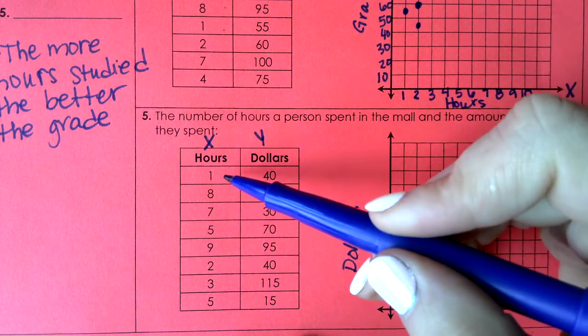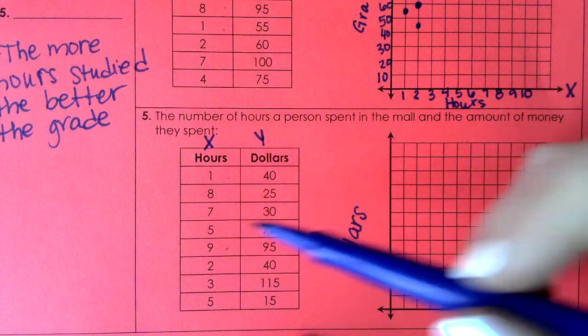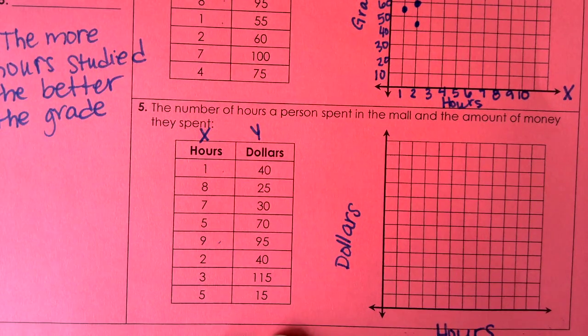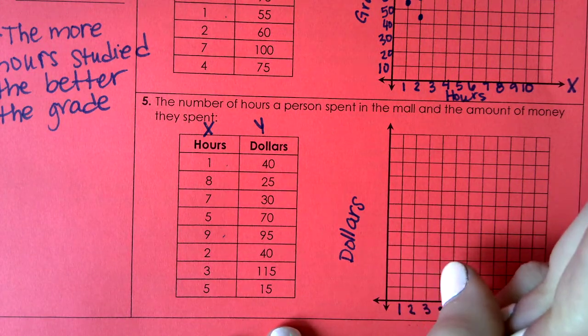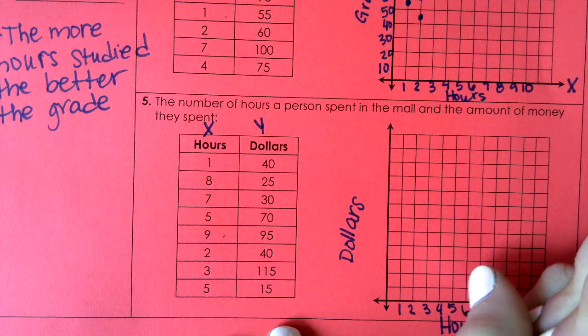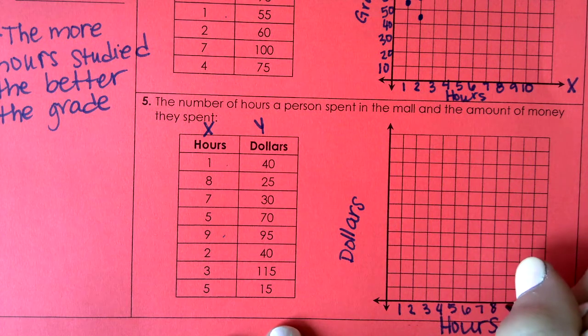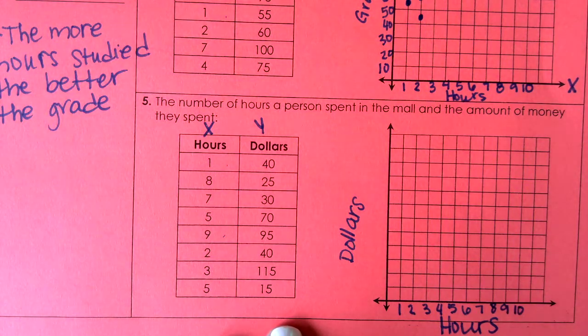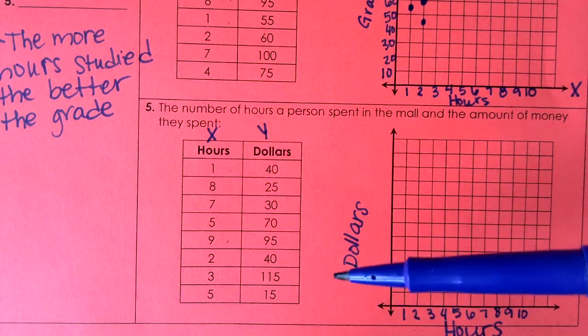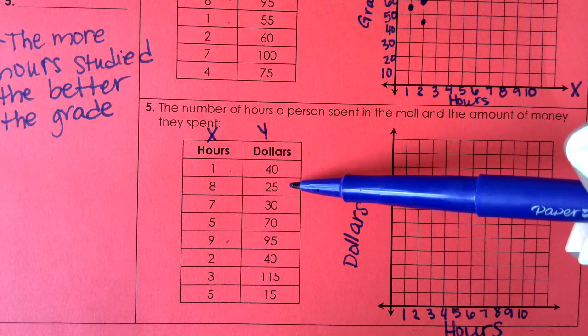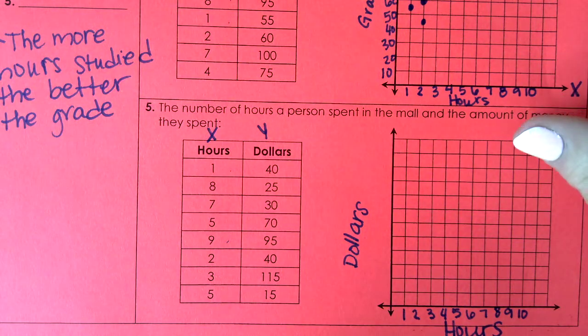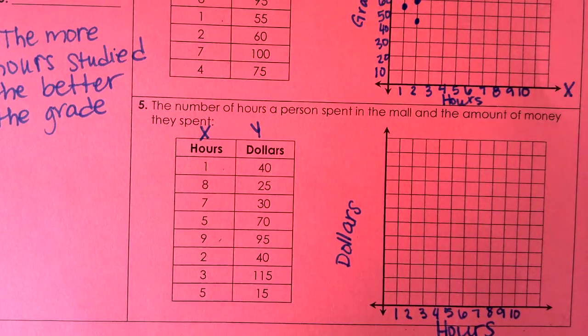What makes the most sense? So 1 is my lowest hour, while 9 is my highest. What should we count by? Ones. So 1, 2, 3, 4, 5, 6, 7, 8, 9, 10. Now, I have my lowest number as, what do I have? 25? And my highest is 115. What should we count by?